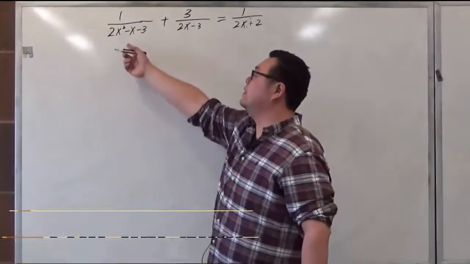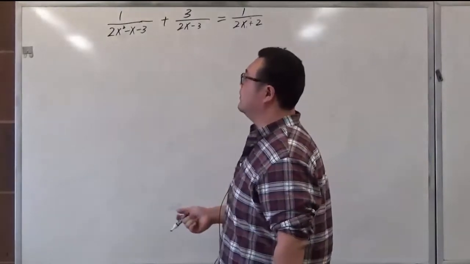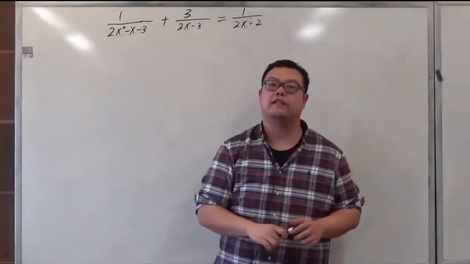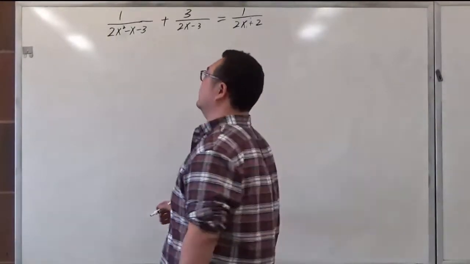Today we're going to go through a rational equation. We have the denominators containing the variable, so what we can do is factor the denominators first to see what our denominators will be.